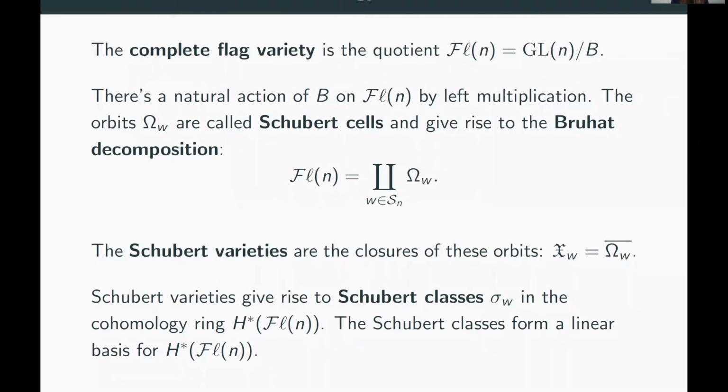Then you can take the closures of these cells to get things called Schubert varieties. The Schubert varieties give rise to Schubert classes in the cohomology ring, and the Schubert classes are super nice in that they form a linear basis for this cohomology ring. So if you want to understand the structure of the ring, you really want to say, how can I multiply two of these Schubert classes and expand the product in the Schubert basis? A key goal in Schubert calculus is to understand this product structure and to get a handle on the combinatorics that's associated to it.